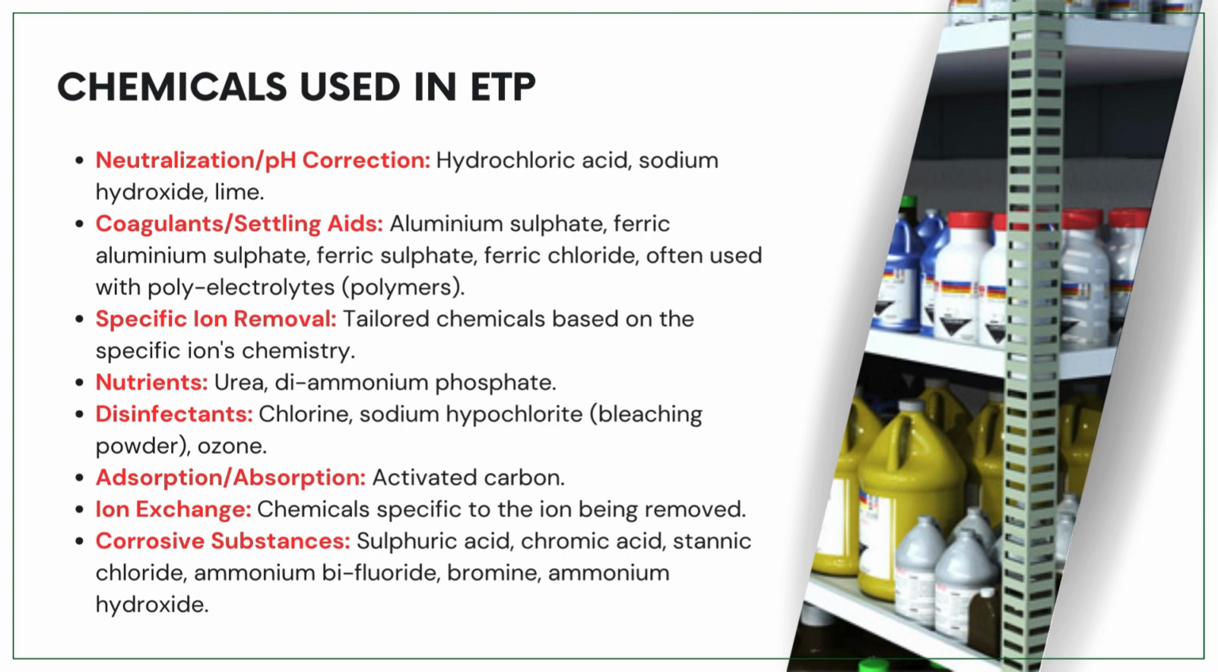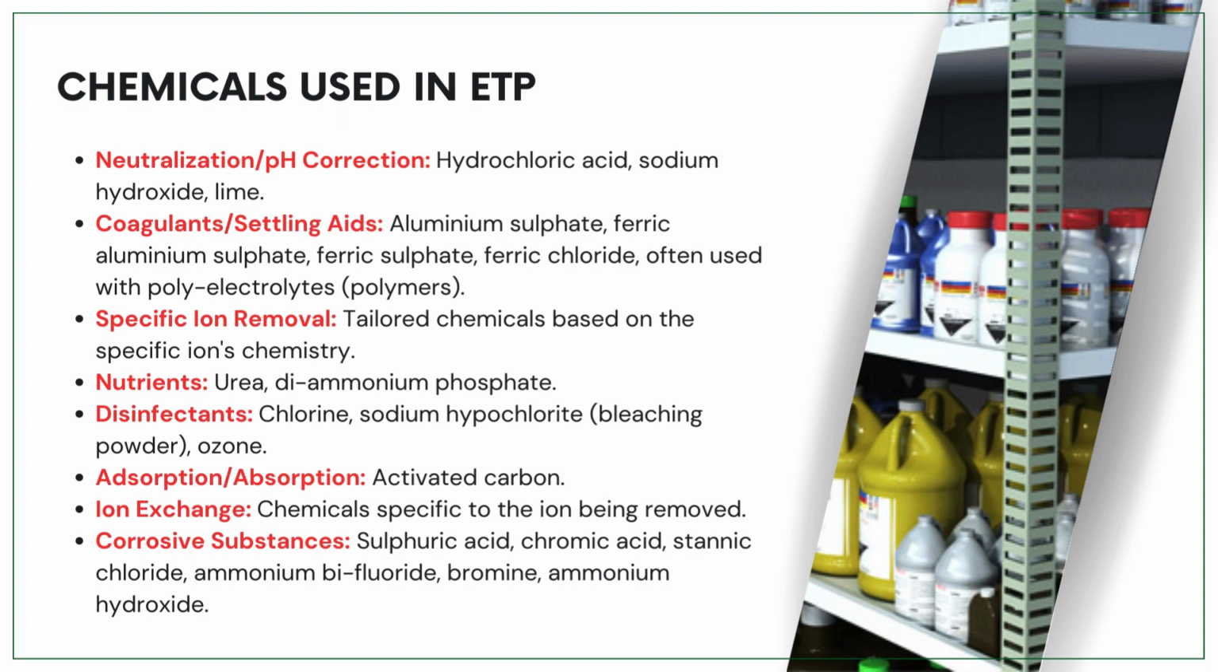Coagulants and settling aids include aluminium sulfate, ferric aluminium sulfate, ferric sulfate, and ferric chloride. These can be used independently or with polyelectrolytes, polymers. For specific ion removal, we use chemicals tailored to the specific chemistry of the treatment. Nutrients like urea and ammonium phosphate are essential in the treatment process.